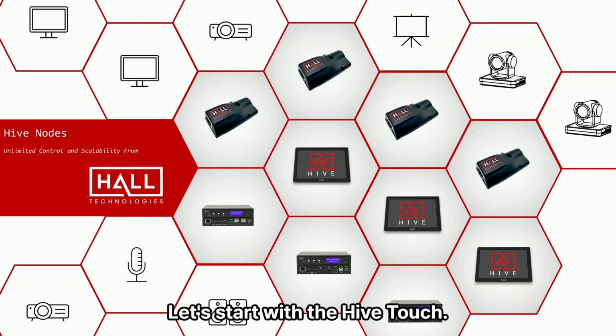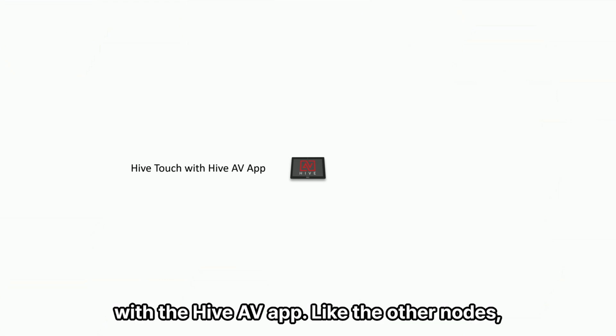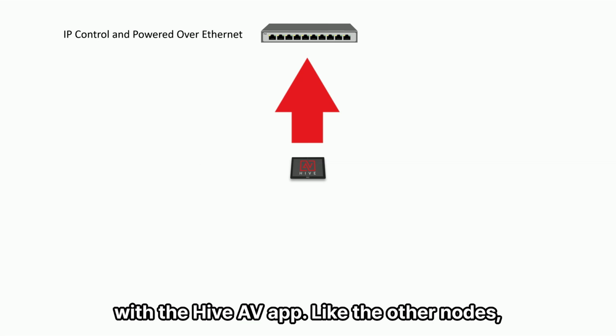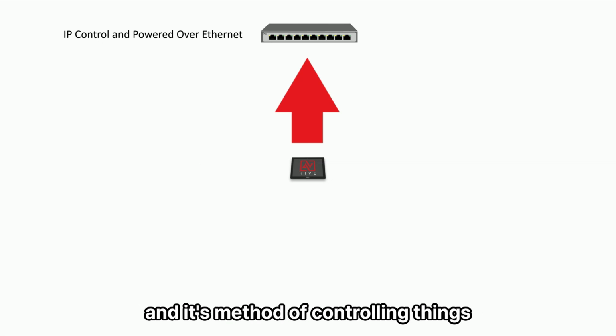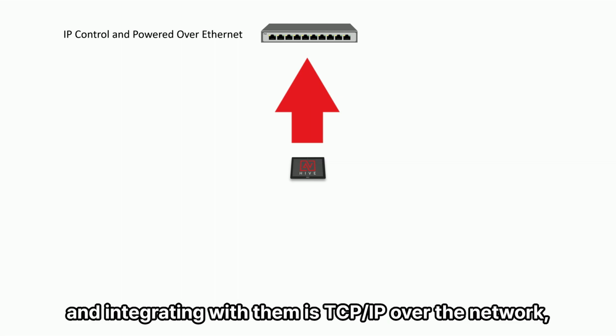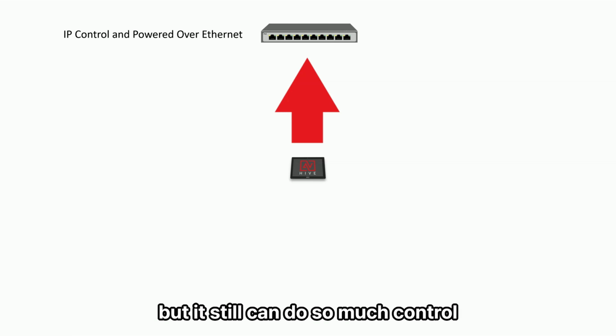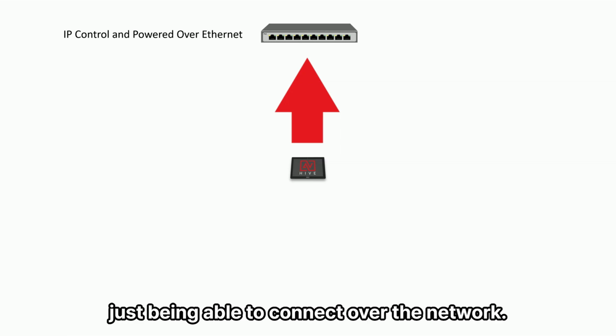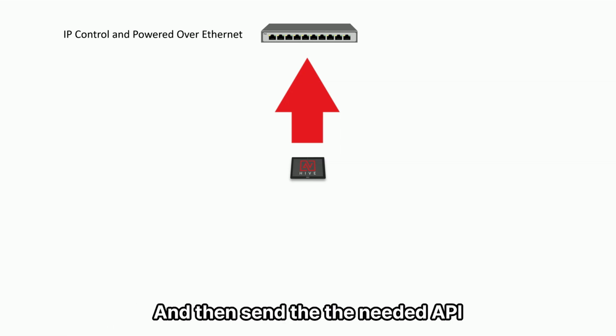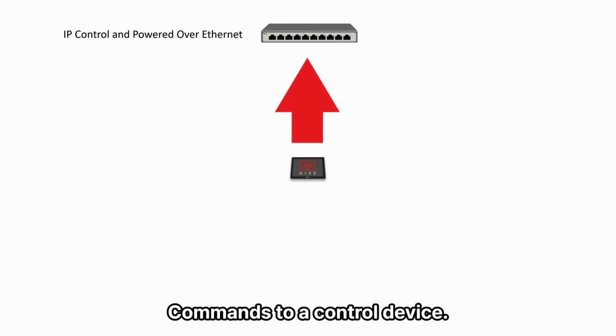Let's start with the Hive Touch, with the Hive AV app. Like the other nodes, this is a powered over Ethernet device. And its only method of controlling things is TCP/IP, over the network. But it still can do so much control without anything else, right? Just being able to connect over the network and then send the needed API commands to control a device.